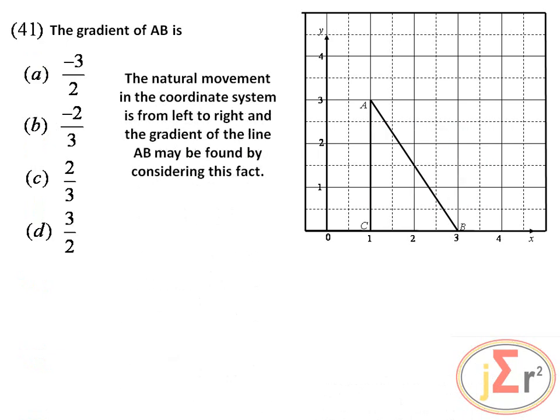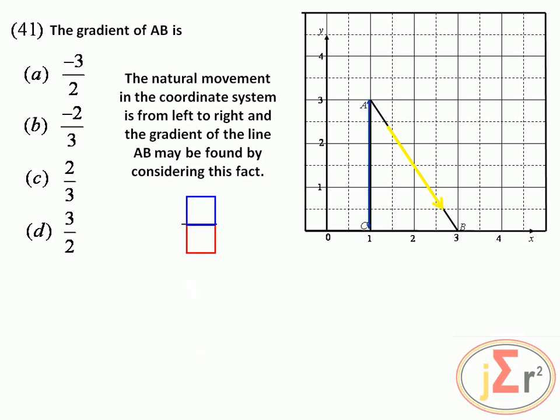Again, the natural movement in the coordinate system is from left to right, and the gradient of the line AB may be found by considering this fact. So, the natural movement in the coordinate system is from left to right. Therefore, if we are going from A to B, or along that line AB, we will go from left to right along that line. Therefore, we will start at left and end at right. That is a normal and a natural movement in the coordinate system.